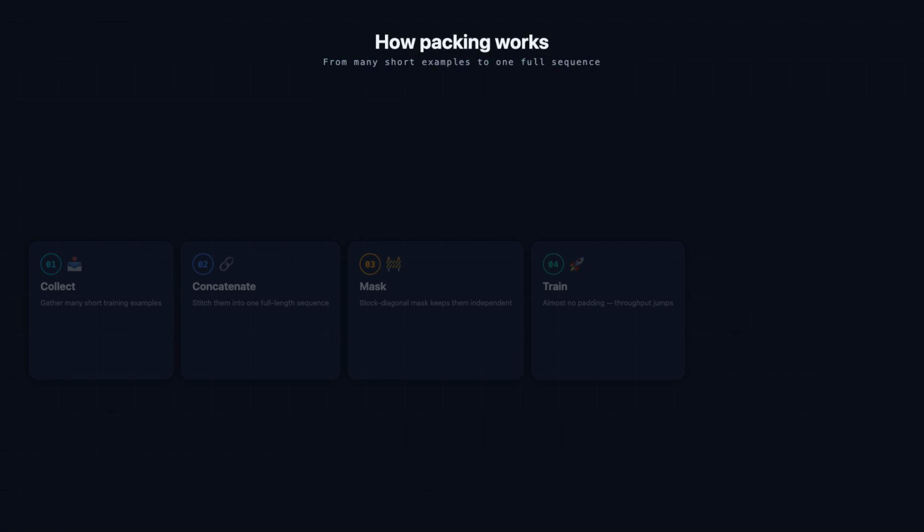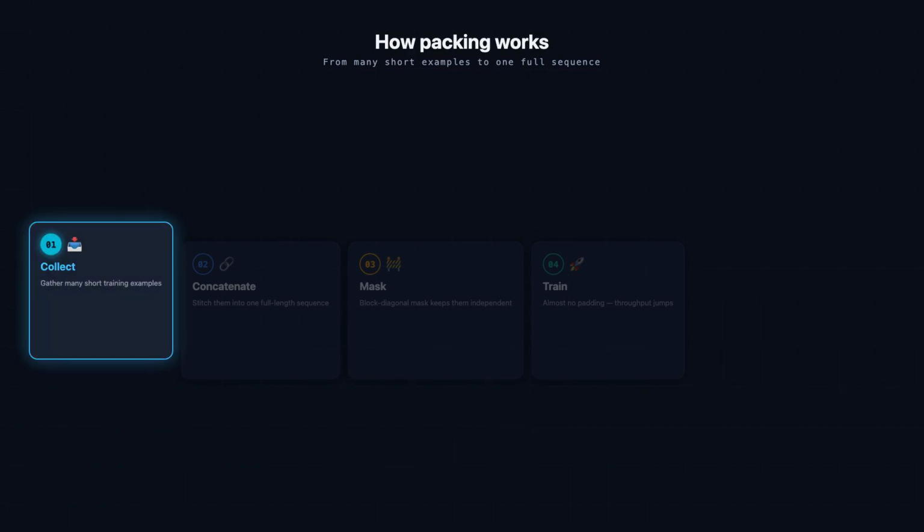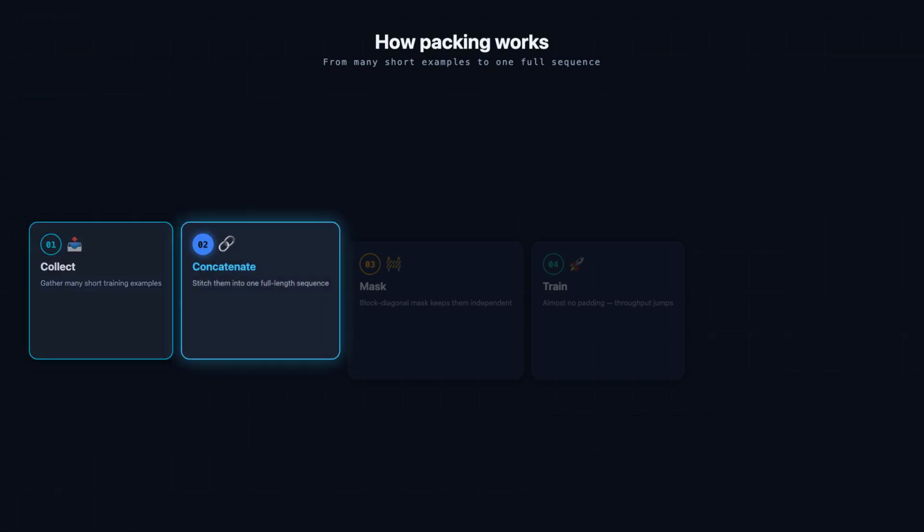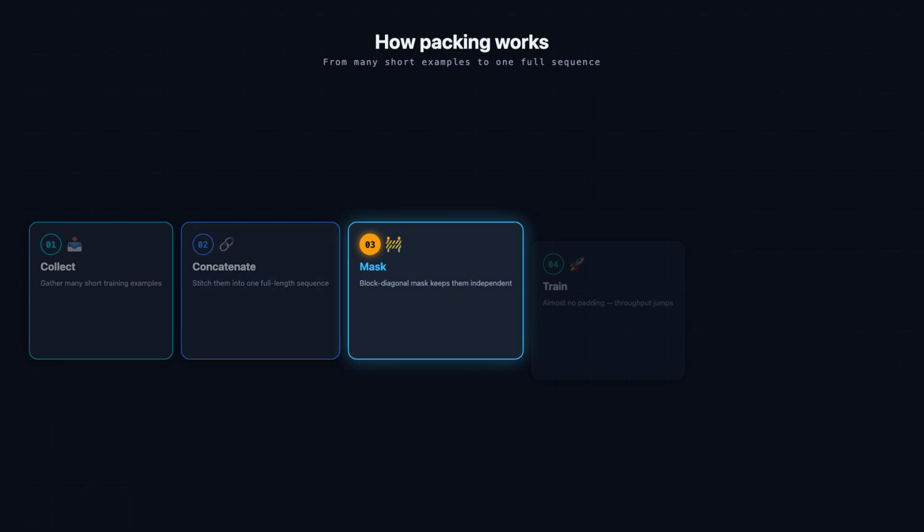So how does packing actually work in practice? Follow it as 4 simple moves. First, you gather many short training examples. On their own, each one would leave a lot of the sequence empty, so individually they are wasteful to train on. Then you concatenate them end to end into one full-length sequence. A tweet, a paragraph, a snippet of code, all packed back to back until the slot is basically full of real tokens.